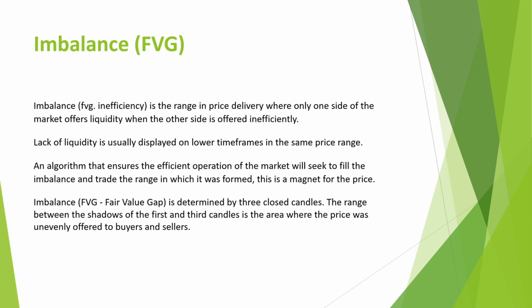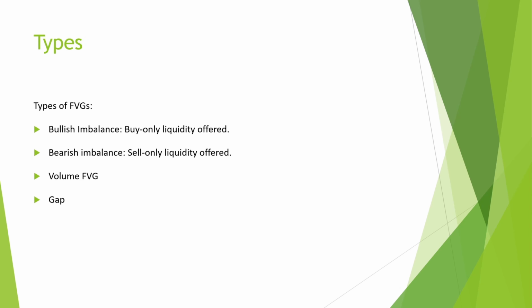Imbalance is determined by three consecutive candles, the range between the shadows of the first and third candles, in the area where the price was unevenly offered to buyers and sellers. If you don't understand just by reading the text, I will show everything on the chart, don't worry about it. Types: bullish imbalance, buy on liquidity offered; bearish imbalance, sell on liquidity offered; volume fair value gap; and just gap.